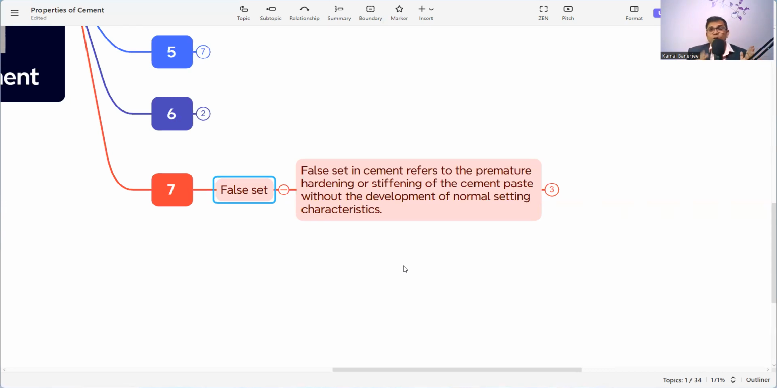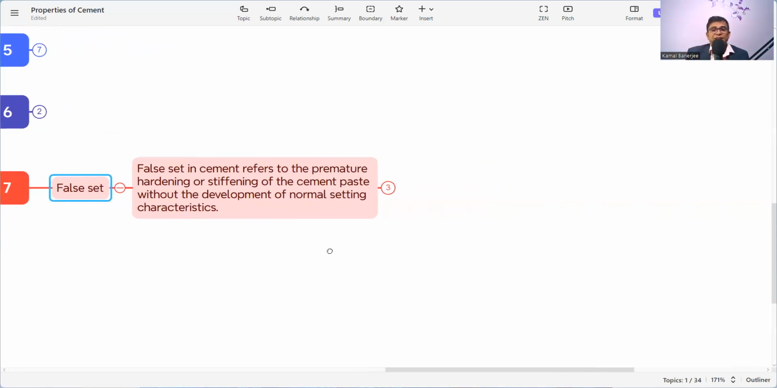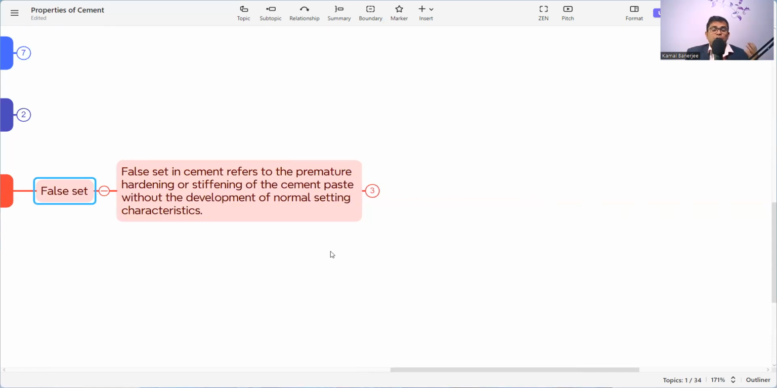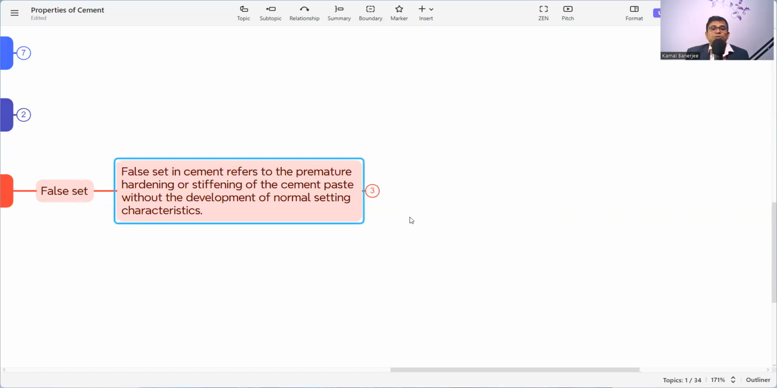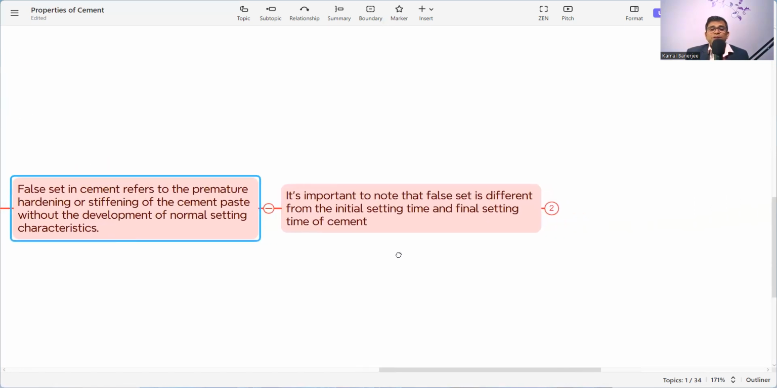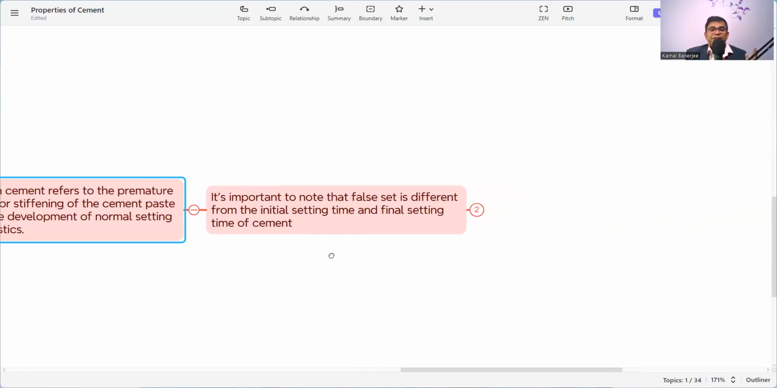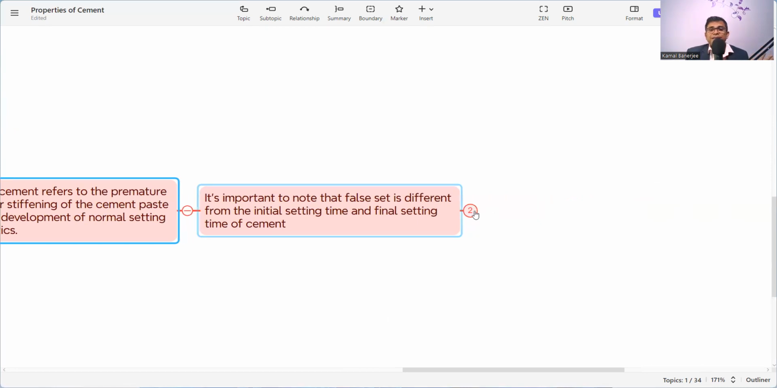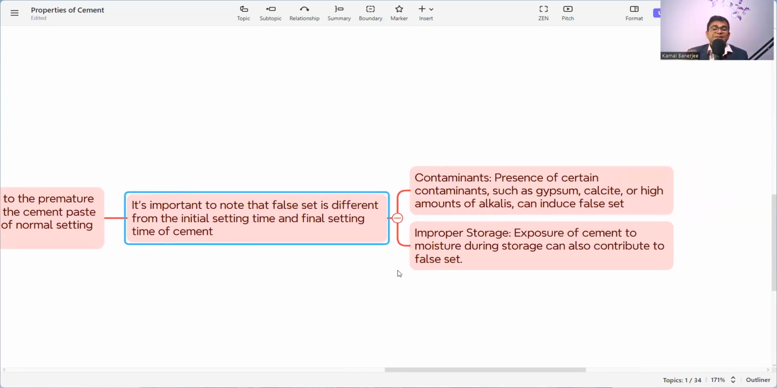It is not the initial or the final setting, but it appears hardened, or it appears set, but it is not as per the heat of hydration and the chemical reaction is not happening, but still it becomes stiff. So this false set of cement is very critical. We need to check whether there is any false set or not. It is important to note that false set is different from the initial setting and the final setting, as I discussed. Then how can this happen?